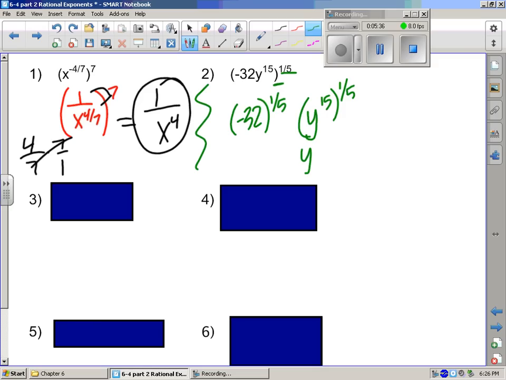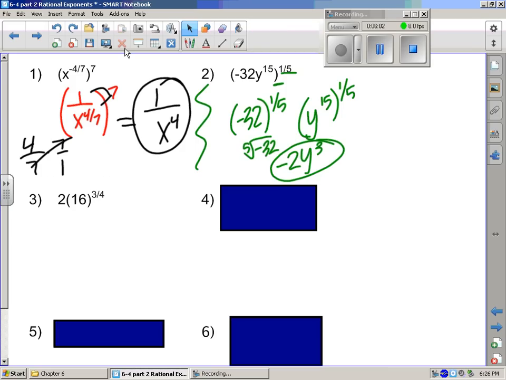Okay, so multiplying, 15 over 1 times 1/5 will just give us a 3. It's really dividing by 5. All right, that seems simple enough. And then I have to deal with this other part. Remember, a 1/5 power is the same as the 5th root of negative 32, and we'll get negative 2. So the final answer is negative 2y to the 3rd. All right, that looks pretty simple.